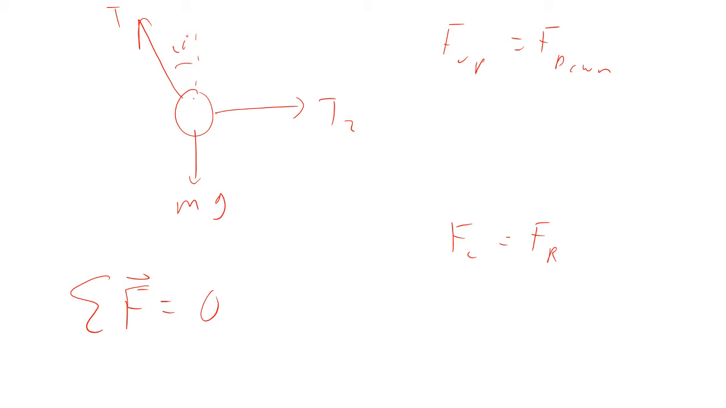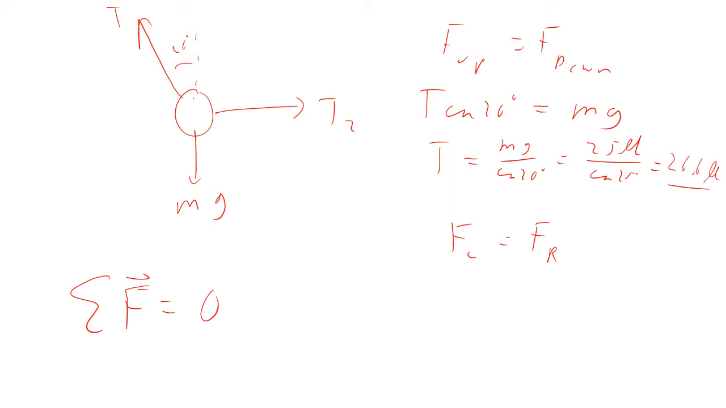Well, force up is going to be T cosine 20 degrees. Force down is mg. Well, that makes it really simple. So T is going to be mg over cosine 20 degrees. So that's 25 pounds over cosine 20 degrees. So T1 is 26.6 pounds.